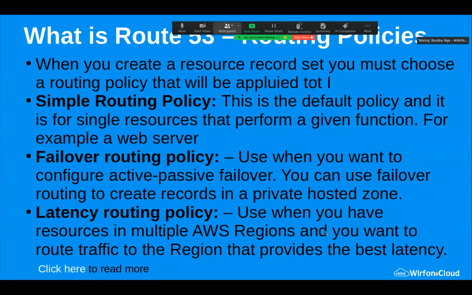over. Latency is for when you have resources in multiple AWS regions and you want to route traffic to the region that provides the best latency. There's a link to see more of this, but this is also just for information purposes, at least to know what's behind Route 53. But knowing that in AWS, the DNS service is Route 53 is important. Knowing that it uses port 53, and knowing that, of course, it has some routing policies, is helpful.